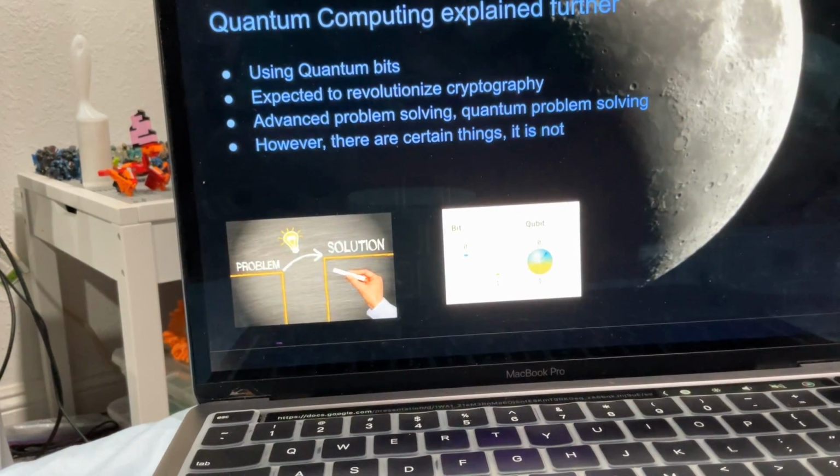Next slide. Quantum computing explained further. This is what I was talking about: one main difference is that it uses quantum bits, which are also known as qubits. And qubits are different from the regular bits of a classical computer.